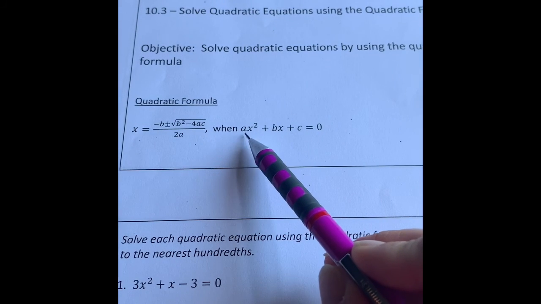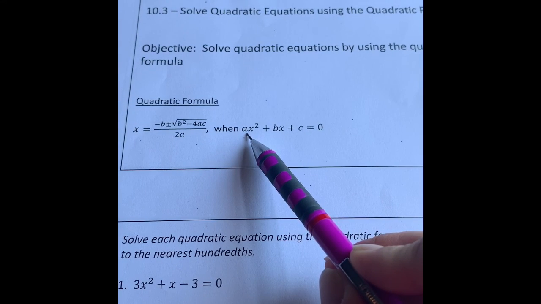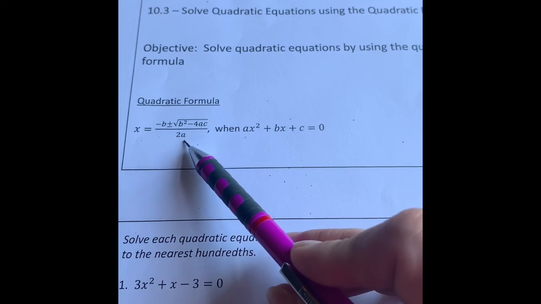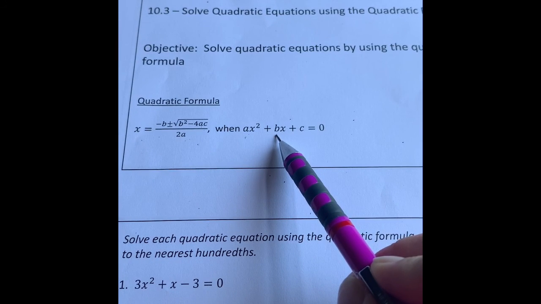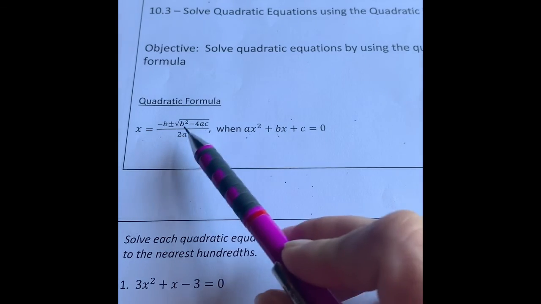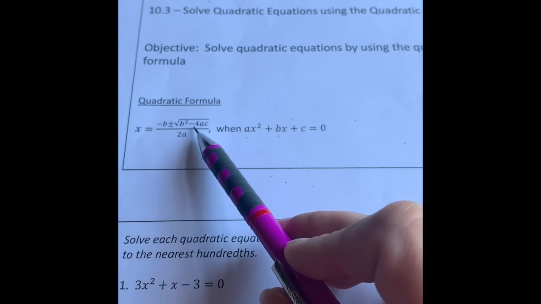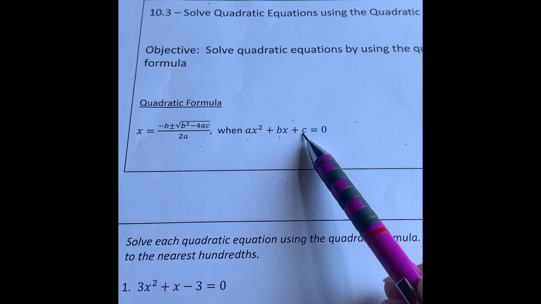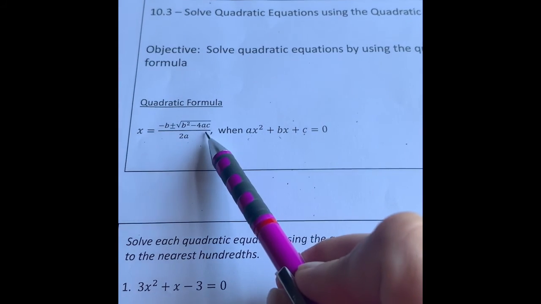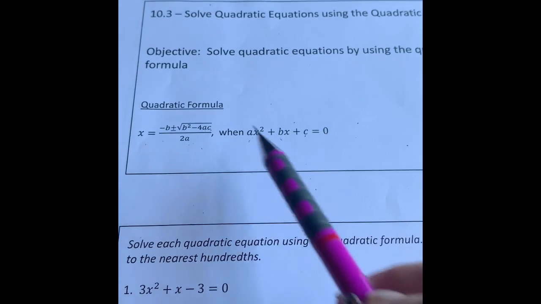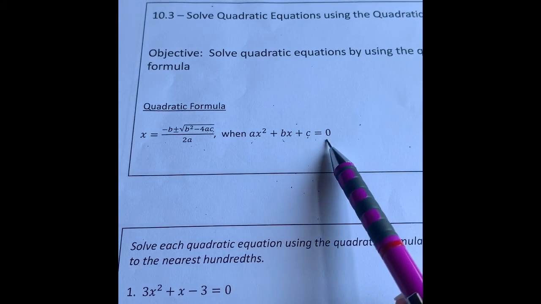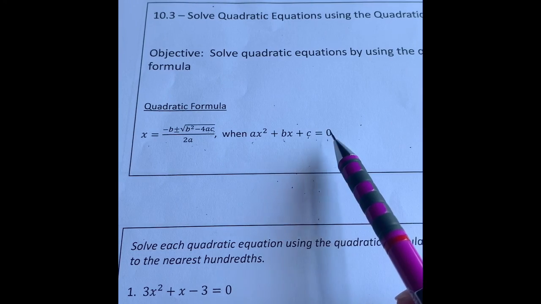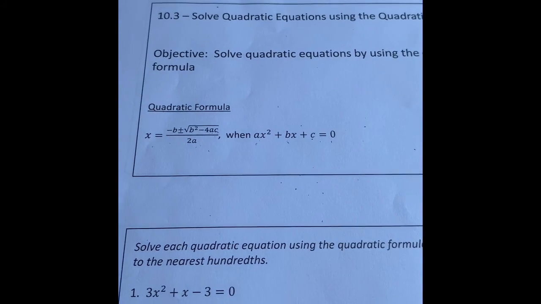So the number that sits in front of the x squared represents the A. You can see that A appears twice in the formula. Next to the x is your B. You can see that B appears twice in your formula. And the constant, the number without a variable, your C, you can see appears one time in the formula. So we always want to make sure that everything is over here to the left and that it is set equal to 0 before we actually plug into the quadratic formula.